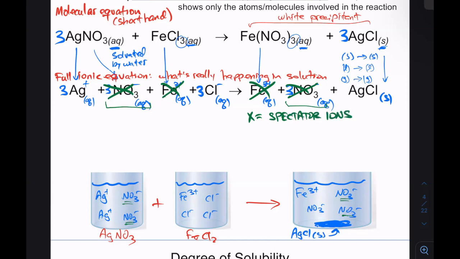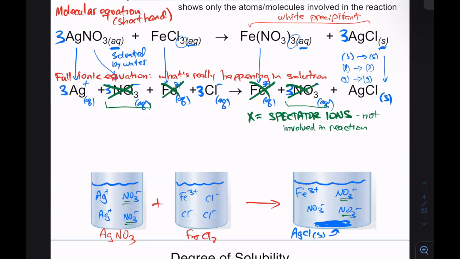Spectator ions are not involved in the reaction. They're just hanging back, kicking back in their lounge chairs with some lemonade or margarita, if you prefer, watching the reaction happening in front of them, but they're not involved at all. So what is the reaction?